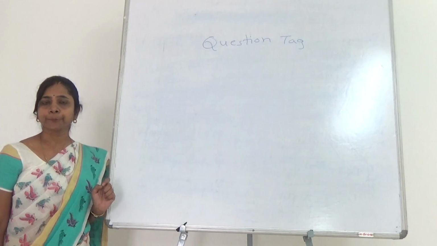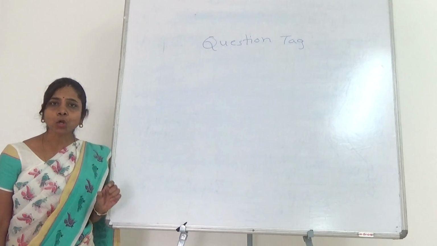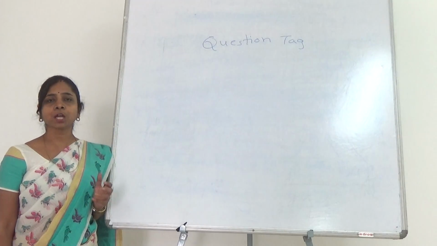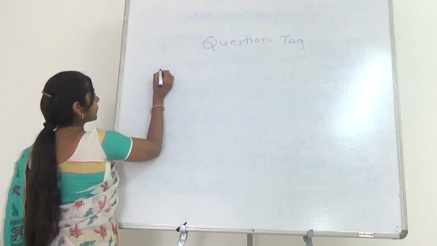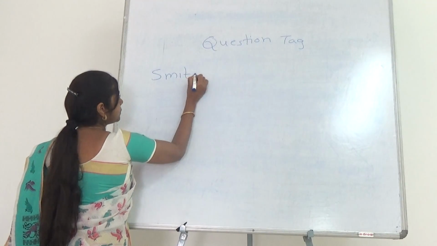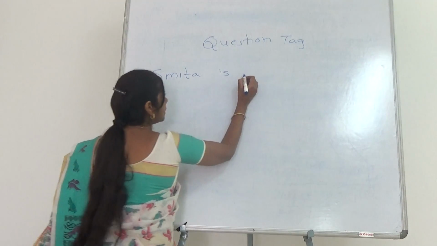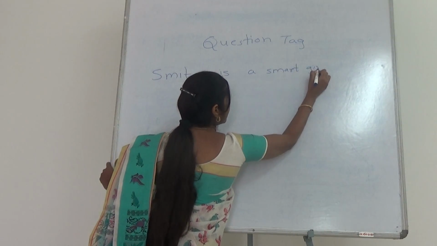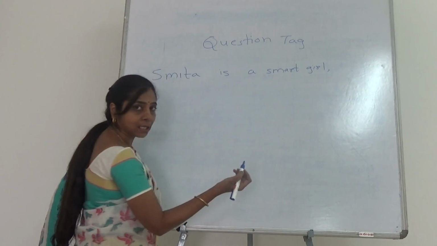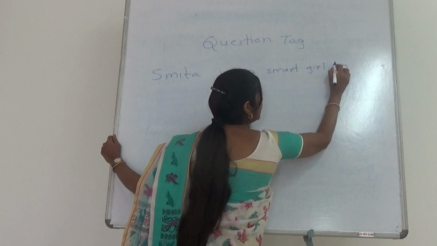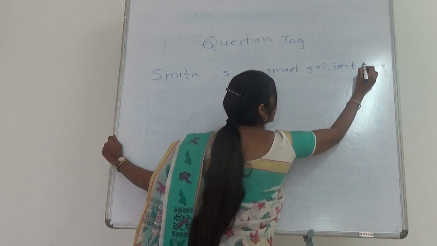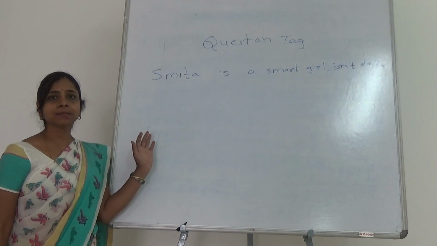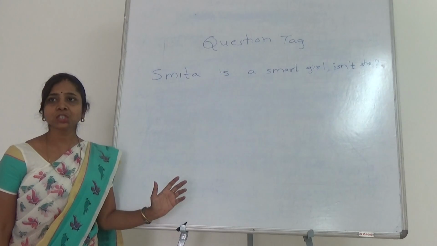Now what is question tag? So a question tag is a short question asked after the end of a sentence. Many times you must have come across a sentence like this. Smita is a smart girl, isn't she? So question tag is: Smita is a smart girl, isn't she?